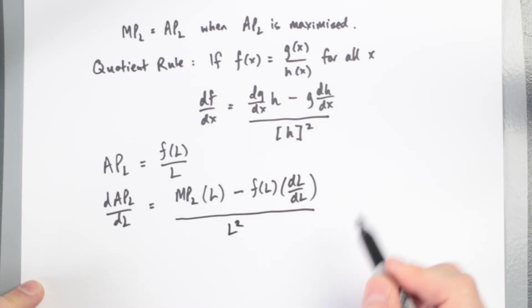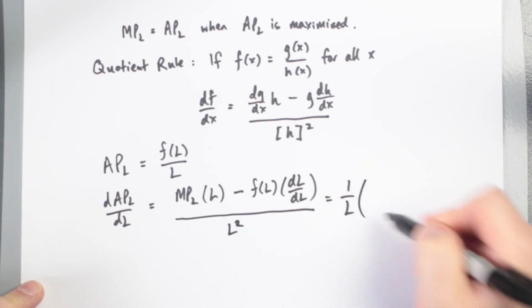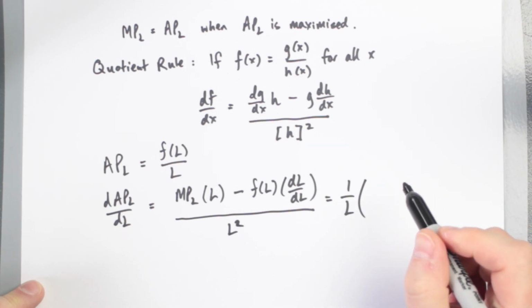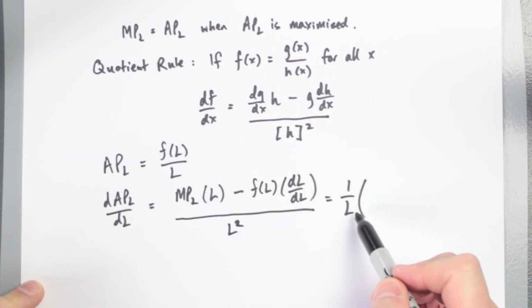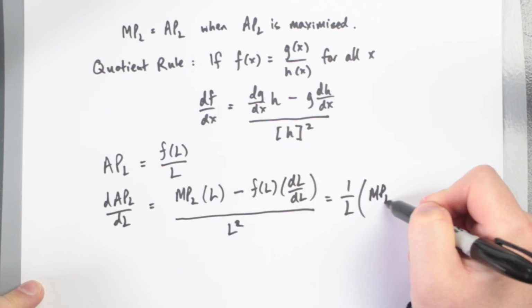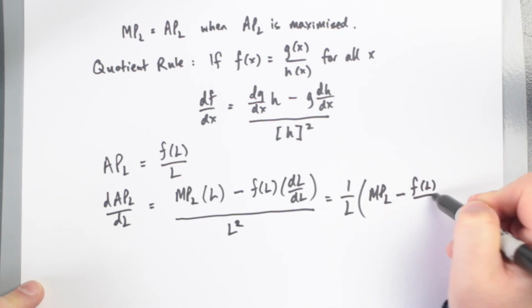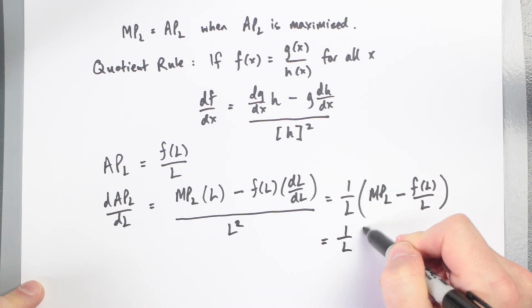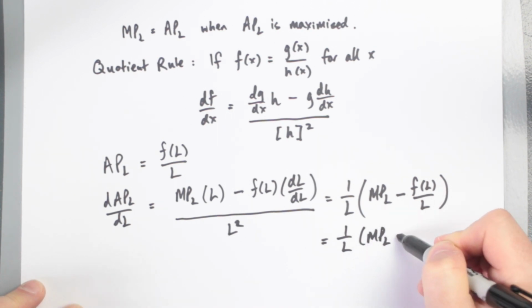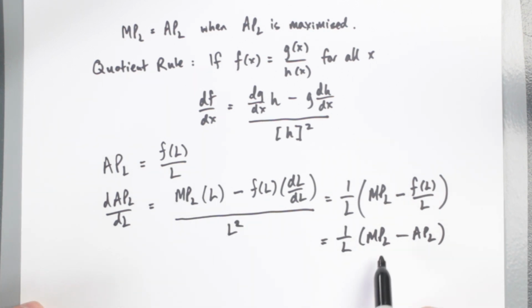Okay. So if I tidy this up a little, I'm going to take one of the L's outside the bracket. Okay. And then what have I got? Marginal product of labour multiplied by L divided by L once, so I just get marginal product of labour. And then minus f of L divided by L here. Okay, which is of course 1 over L, times the marginal product of labour minus the average product of labour.